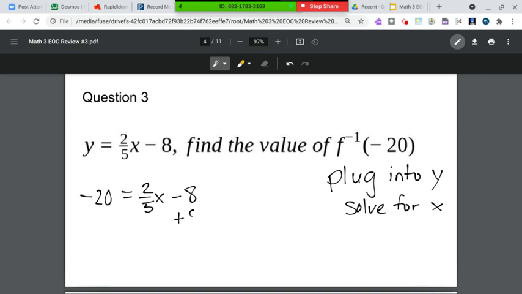Two-step equation, add 8. Negative 12 equals 2/5 x. Multiply by the reciprocal to get x alone. So x equals 5/2 times negative 12, which would be negative 60/2, which is negative 30.